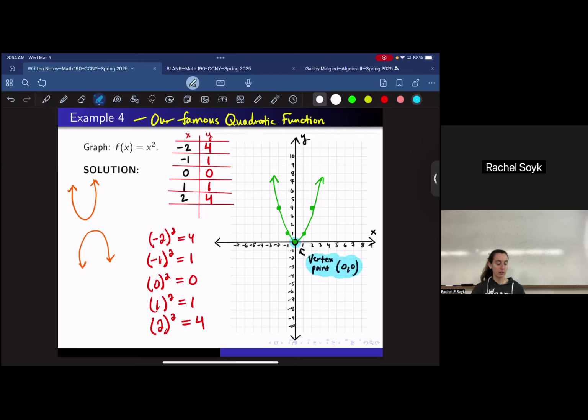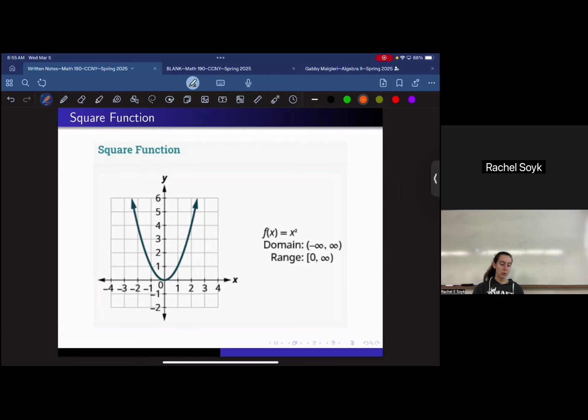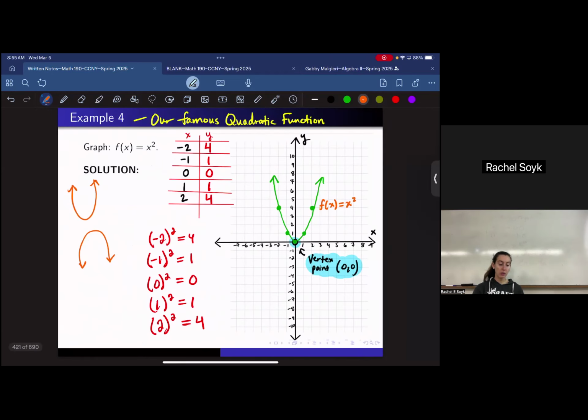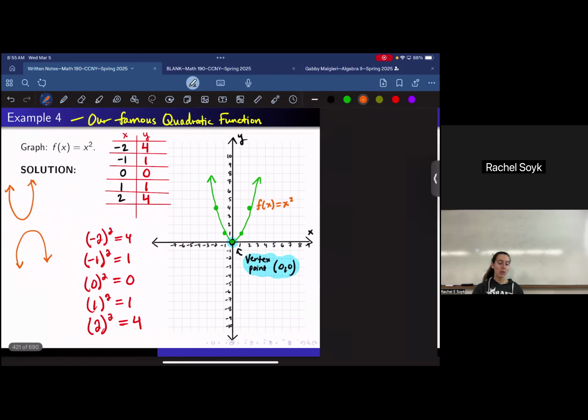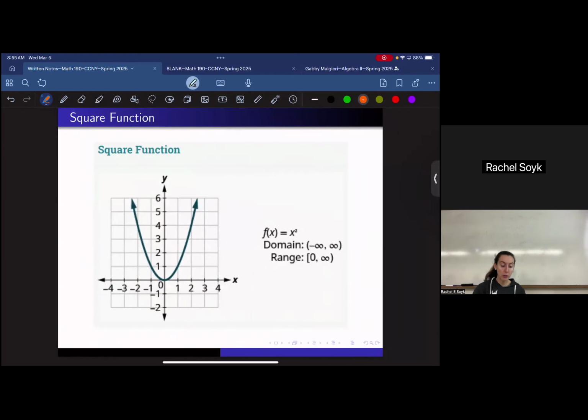Last but not least, we need to make sure we're labeling the function on our coordinate plane. This is indeed f of x is equal to x squared. And then we're done. This is just the solution of what we just sketched out, our famous quadratic function. Another synonym of our famous quadratic is known as our square function. It's just a little bit more specific.